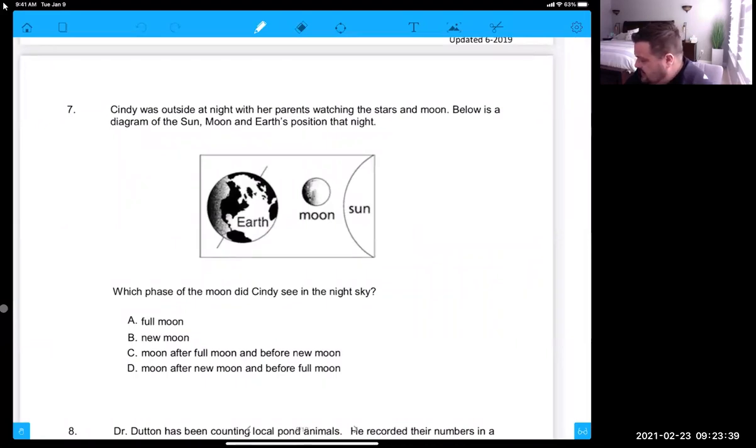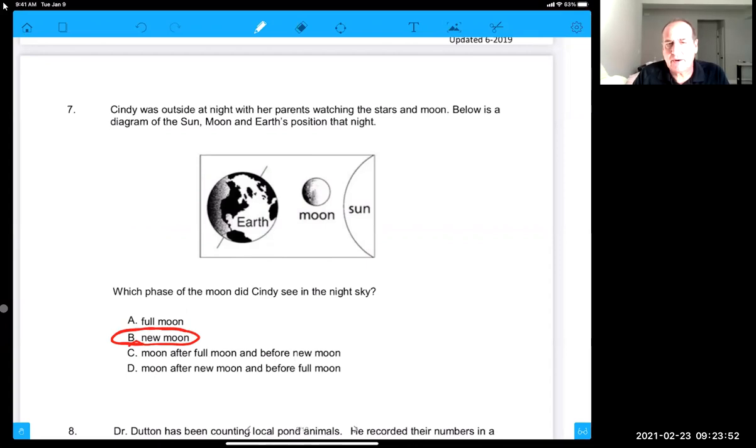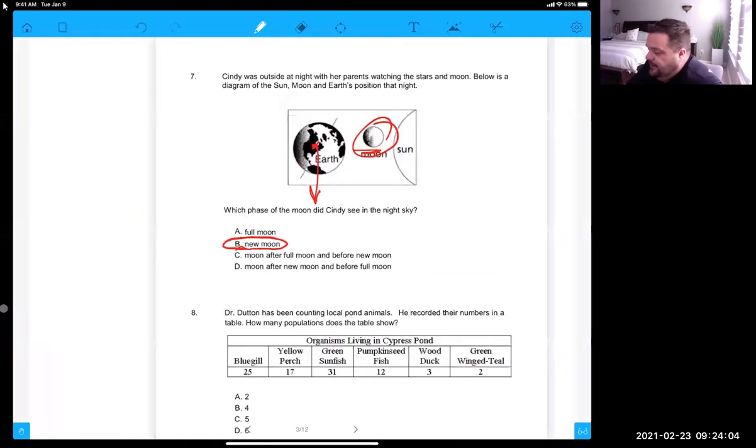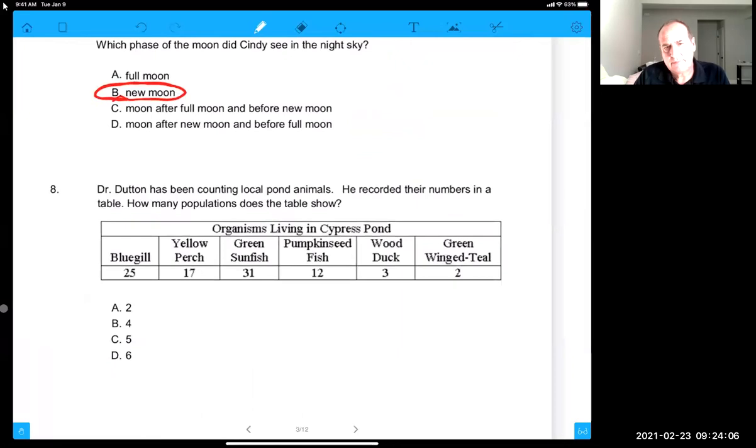So the answer to number seven is the new moon. That's because when you can't see the moon, it's a new moon, right, Mr. Spina? Exactly, and she's sitting in North America. So look at it, North America, right there with Florida, right in front of you. They can't see the moon from that. You'd be looking out this way, and you can't really see the moon because it's off to the side. All right, let's keep going. Great. Pause and do number eight.